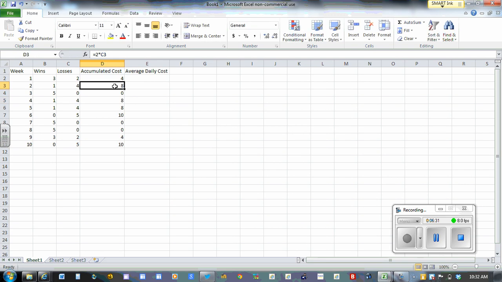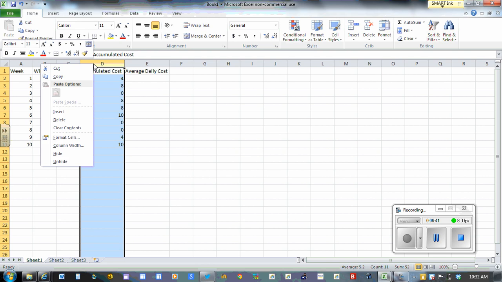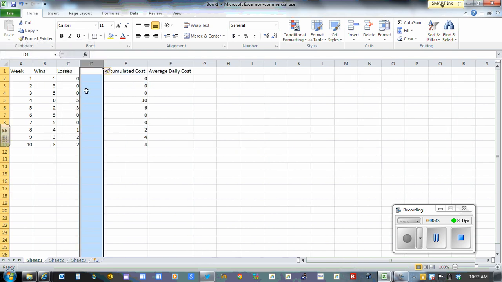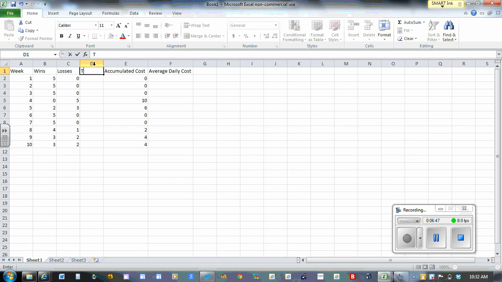Now the only thing that this is not doing, okay, is that it is not calculating the daily cost. So what we really should do is insert a column that's going to provide us our total cost for the day.